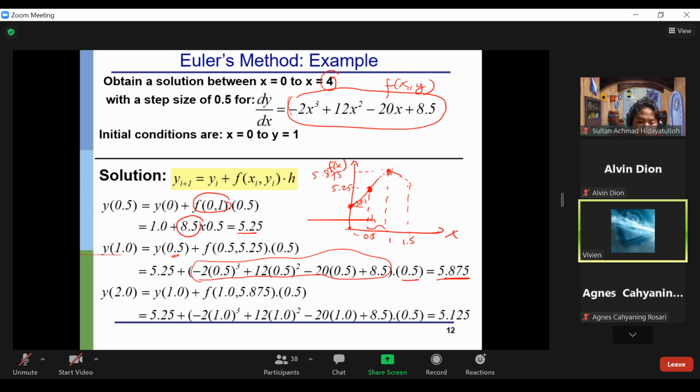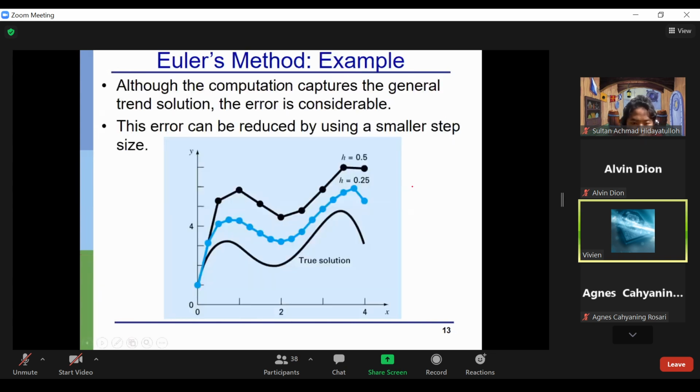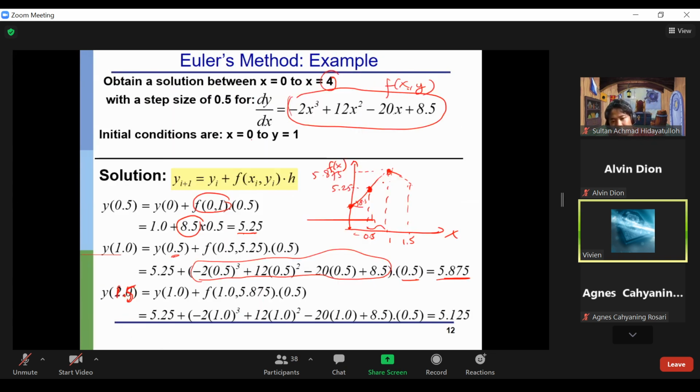And then after that, we do marching to 1.5. So this should be 1.5, not 2. We do marching to 1.5 again, which will be projected from the value of y1 plus the slope multiplied by h. So what is the slope? We insert the slope at 1, so x is 1 and so on. This is the slope times the step size, so this will be the result, which will be 1.125, for example.